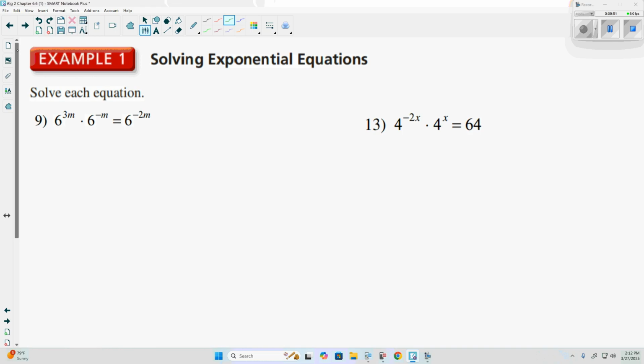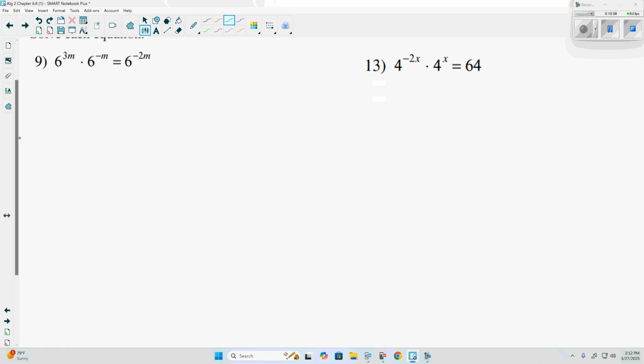So looking at this next one here, are the bases the same? Yes. Is there one on either side? No. Because if we look at the left-hand side, we have 6 to the 3m times 6 to the negative m. Well, according to our properties of powers, a to the b times a to the c, if we multiply like bases, we add the exponents. This is our product property with exponentials.